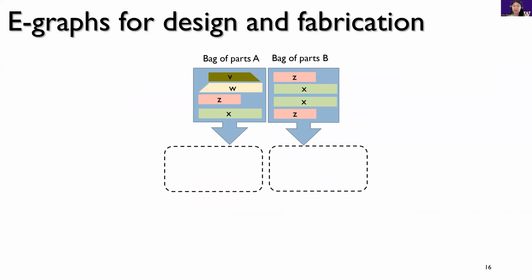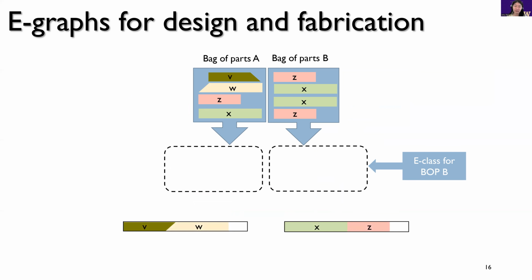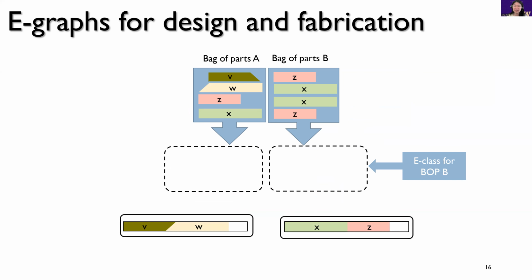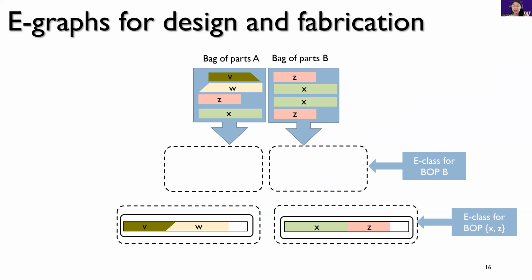Each design corresponds to the E-class that produces all of the parts that it needs. Two designs or sub-designs are represented by the same E-class if they use the same bag of parts. So an E-class has a collection of parts. How do we encode a fabrication plan? We do it as an E-node, which is inside some E-class. An E-node is then a fabrication plan for all of the parts in its E-class's bag of parts.